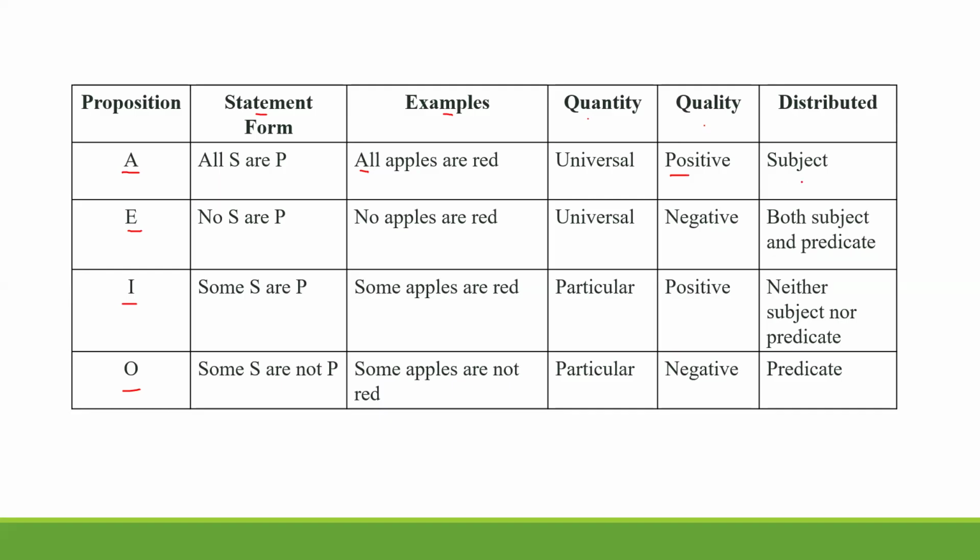Next one, distributed. So in this fallacy, we have to know just two columns: proposition, and what is distributed. It's enough. In the square of opposition we saw everything, every column. Now we have to remember proposition and distributed only. It's very important. So A means the subject is distributed. E means both subject and predicate are distributed. I means neither subject nor predicate. And O means the predicate is distributed. So these two columns we have to remember if we want to work out formal fallacy.